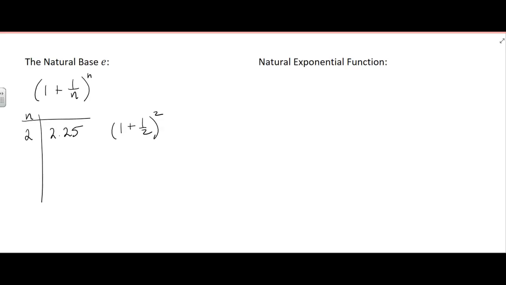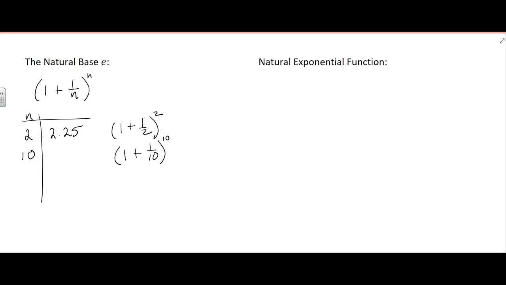Okay, but after that, it's going to get a little trickier. So let's say we put in 10. So we're talking about 1 plus 1 over 10 to the 10th power. Okay, so you're replacing n with these numbers here. Well, you could put that in a calculator. Let's just do that on our calculator. So I'll talk you through it, and hopefully this will help. But you're putting parenthesis, 1 plus, and then 1 divided by 10, parenthesis, and then you're raising it to the 10th power.